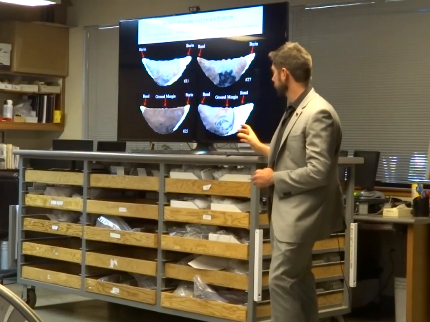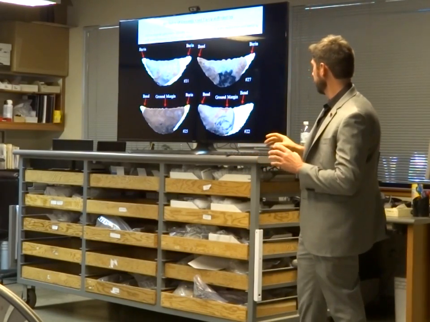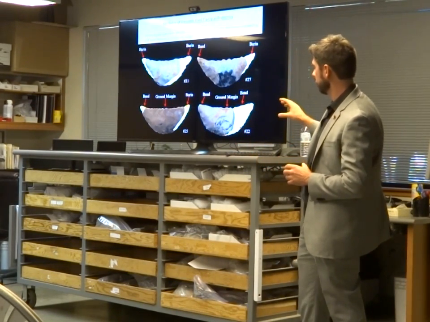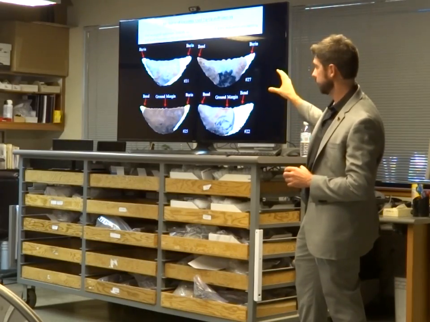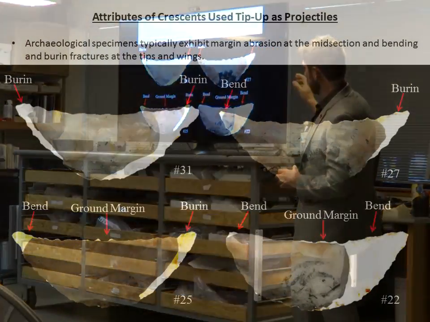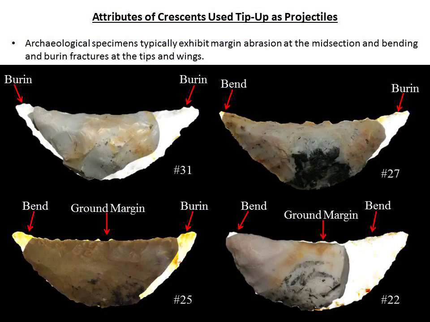So what I did here was I took before and after pictures, and then I adjusted the contrast on the before pictures and dropped them behind them so you can really see the change. Archaeological specimens typically exhibit margin abrasion at the midsection, bending and burin fractures at the tips and wings. And that's exactly what happened when the crescents were used tip up as projectiles. I ground the margins to prevent them from cutting the sinew, and then you get bending and burin fractures at the tips and wings.